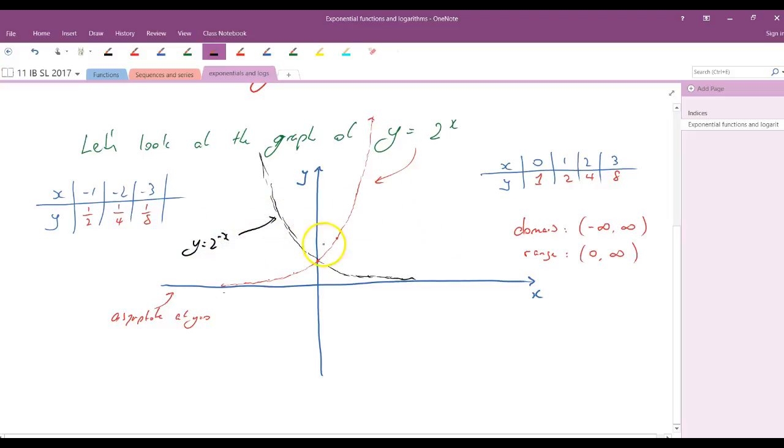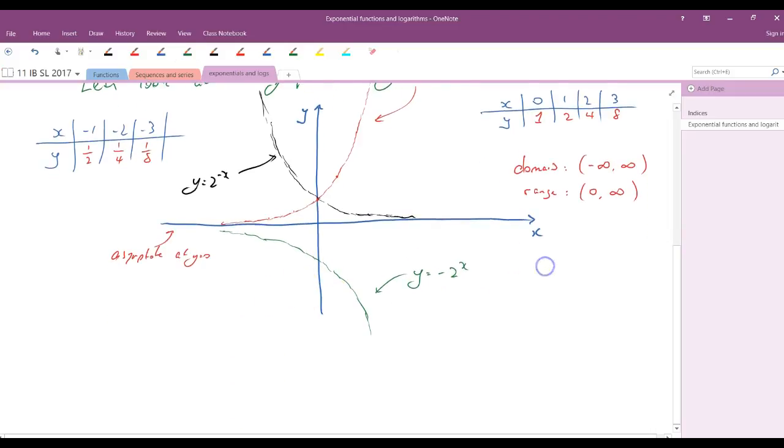But if we want minus 2 to the power of x, then the red will flip in the x-axis and will look a bit like this. So this will be y equals minus 2 to the power of positive x. And you get the idea. If it's minus 2 to the negative x, then this is going to flip across. It'll do something like this, and we can go on.